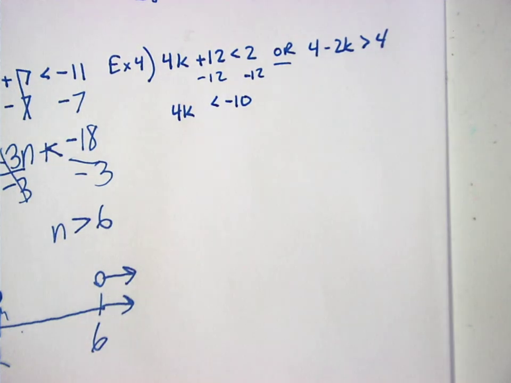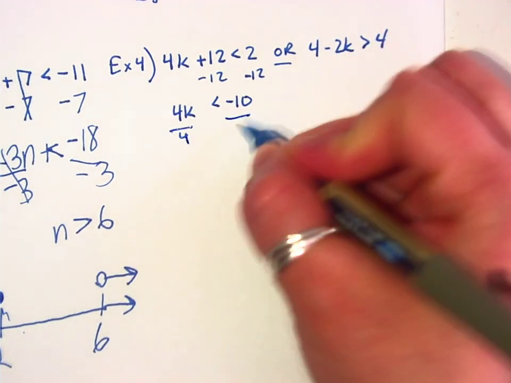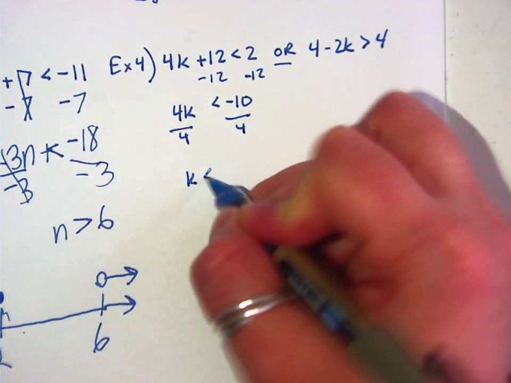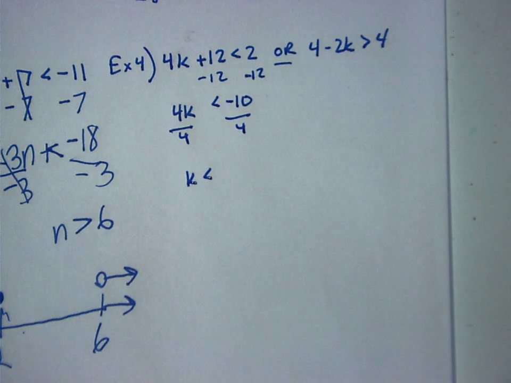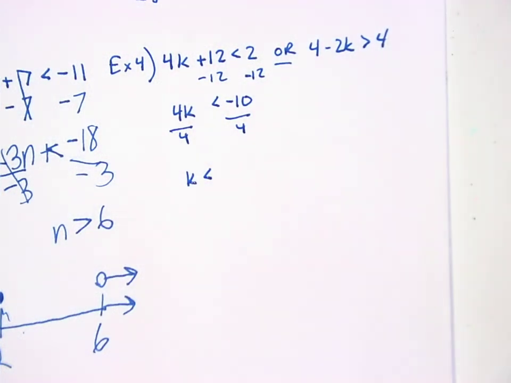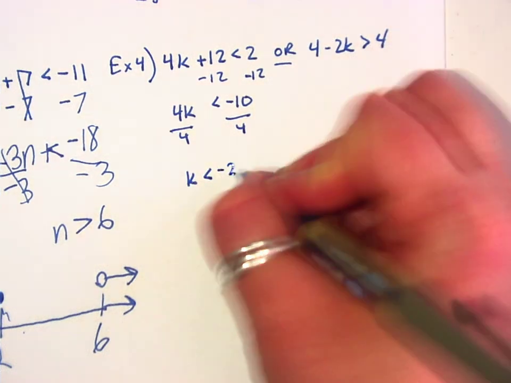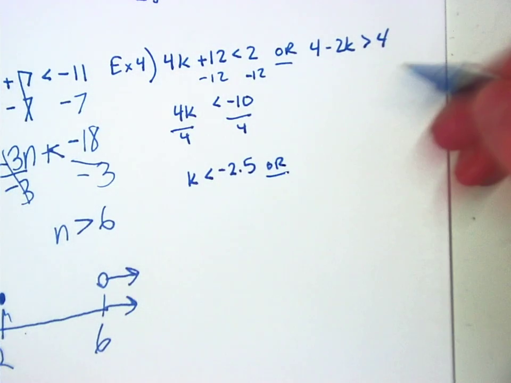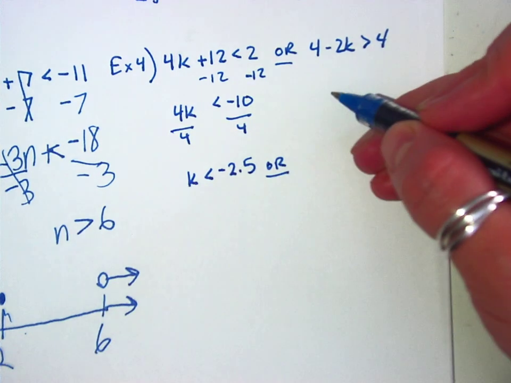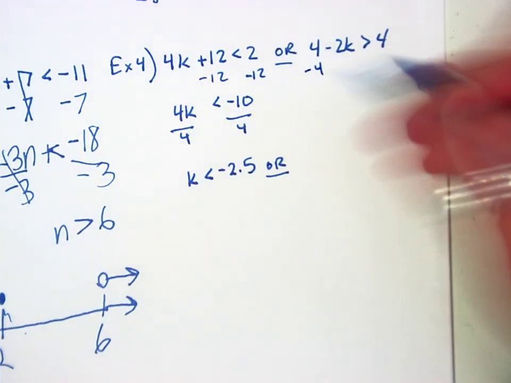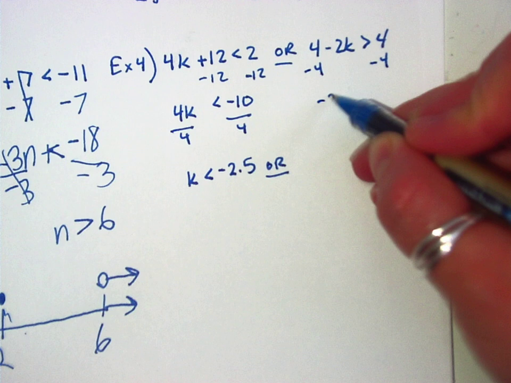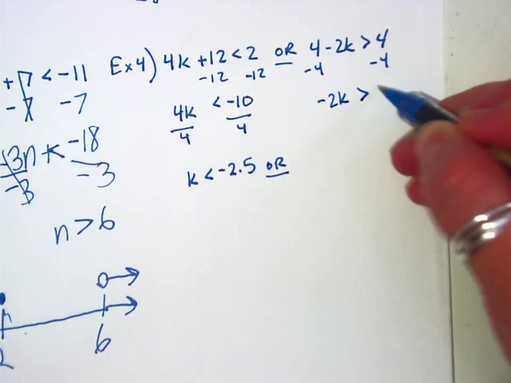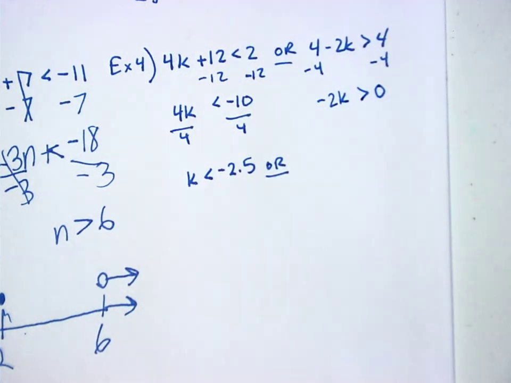Okay, now what? Divide by 4. K is less than 10 divided by 4, which is negative 2.5. Okay, now we're going to do the other one. What should I do first? Subtract 4 from both sides. So now I've got negative 2k is greater than 0.